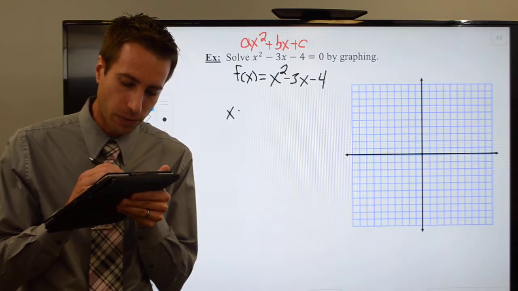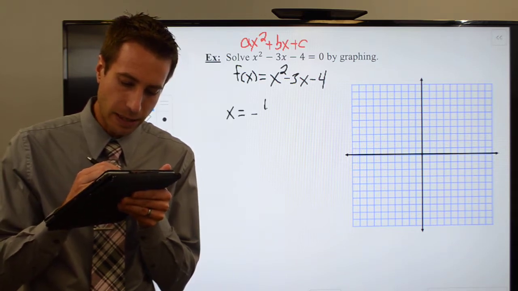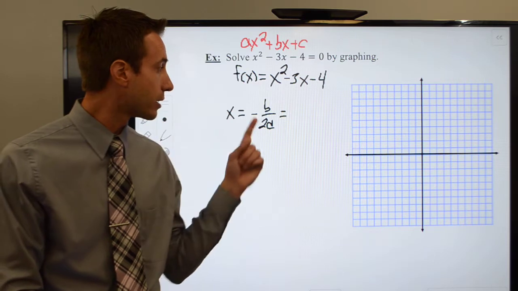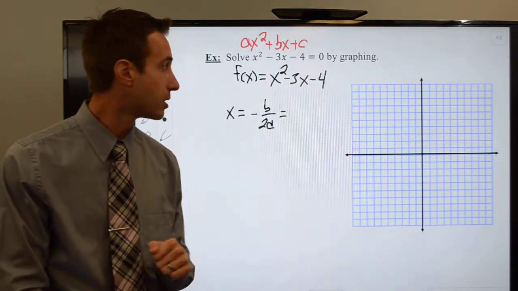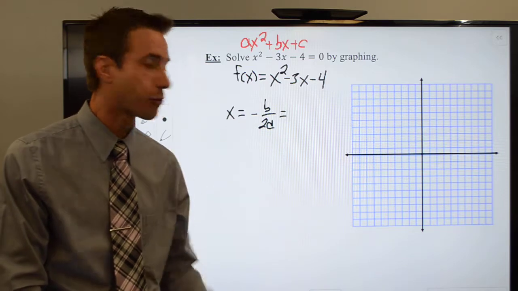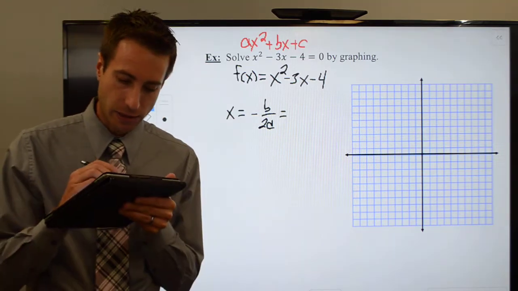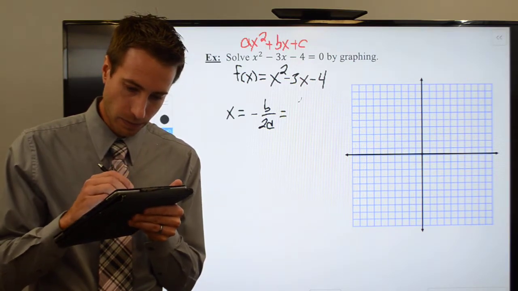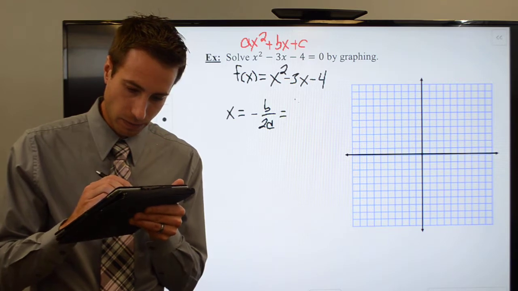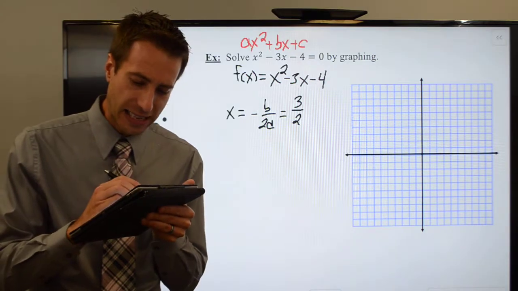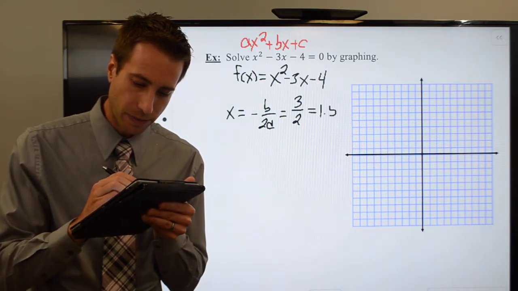Remember, x is equal to -b over 2a. Okay, well, my b is a -3. So minus times a -3 would be a +3. My a is a 1. So I'm going to have +3 over 2, or 3/2. And remember, as a decimal, that's 1.5.